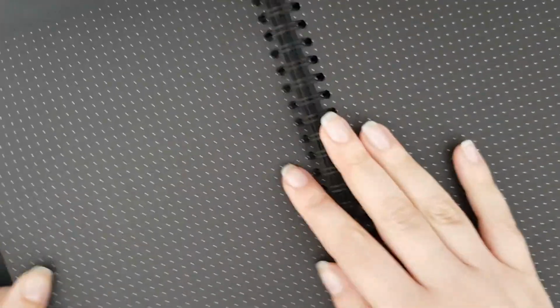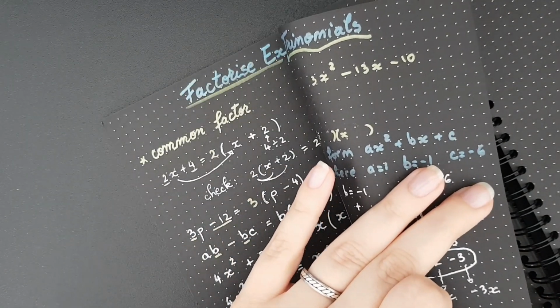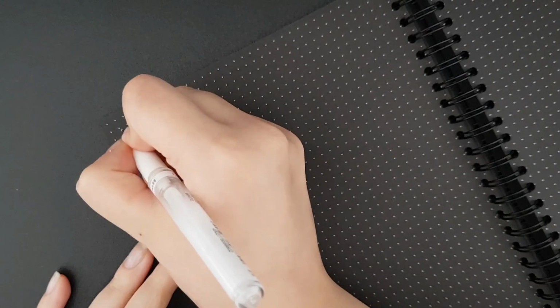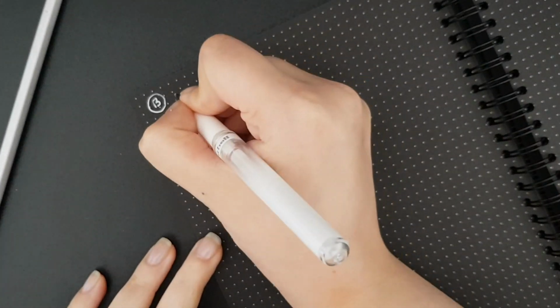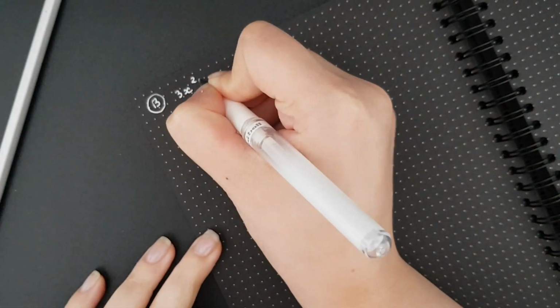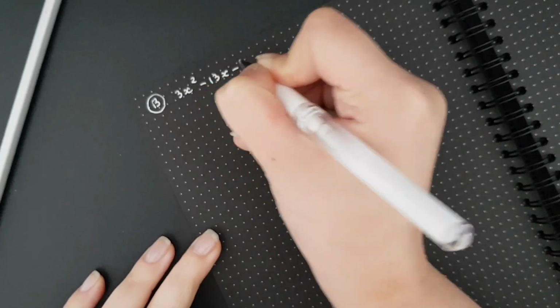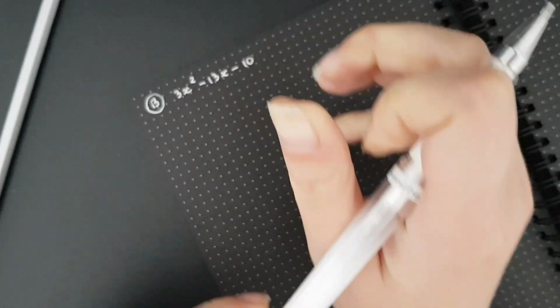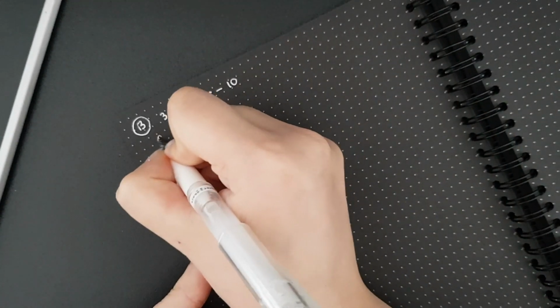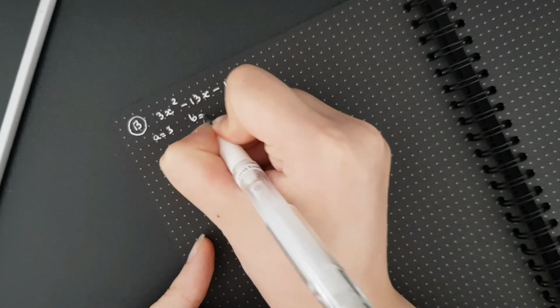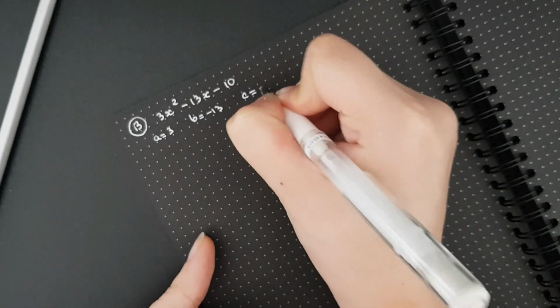So I'm just going to write on this side. What did I have? 3x squared minus 13x minus 10. Okay, so I've got 3x squared minus 13x minus 10. So I'm going to follow my steps. First step was to find the A, B, and C. So A is 3, B is negative 13, C is negative 10.